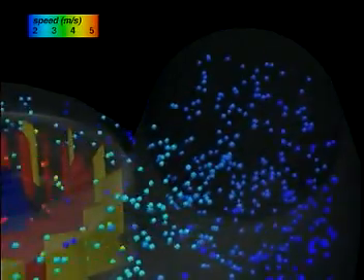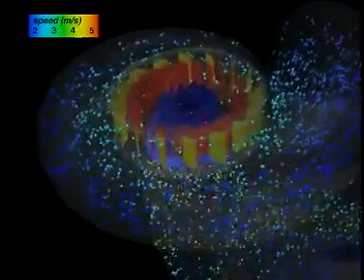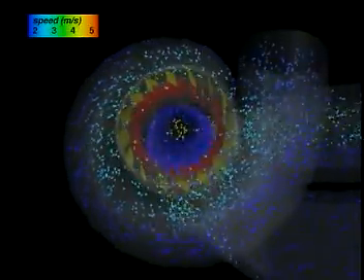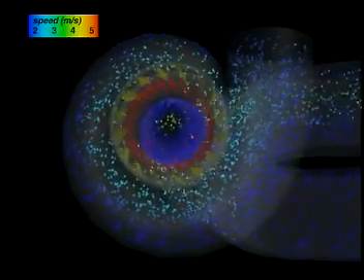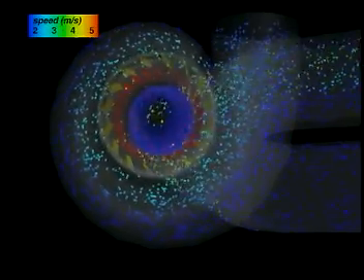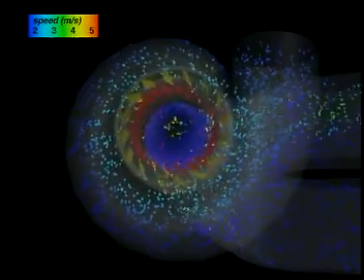The flow has been visualized by means of small weightless balls that precisely follow the streamlines of the flow through the turbine. The balls change color as they change speed. The blue balls are moving slowest, and they become first yellow and then red as they go faster.